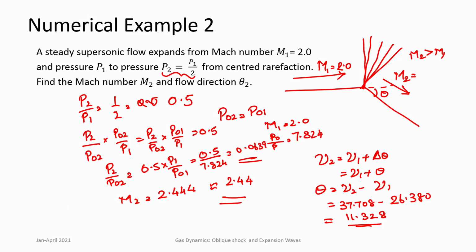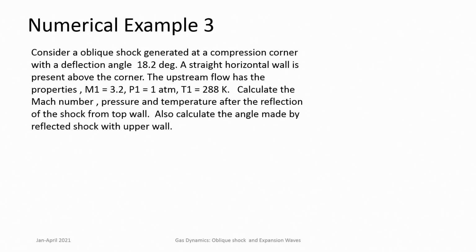Okay, so this is a problem on expansion fan. The interesting fact here was the pressure ratio was given, and from there, knowing the upstream Mach number, we calculated all other parameters. Again, you need two parameters to solve either an oblique shock or an expansion fan. They can be a combination of any two parameters: upstream Mach number, pressure ratio, or Mach number and the angle. So these are the various combinations. You can always work out different problems with different combinations of these parameters.